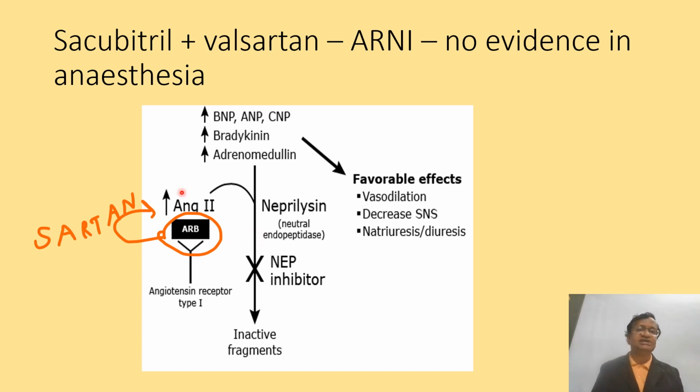But what it also does is, the angiotensin receptor is also blocked. If you block this neprilysin with your sacubitril, all these things are favorable, but this is not favorable: you have increased angiotensin. That is why you add a sartan, valsartan, with sacubitril. This is what is called ARNI. You have a neprilysin inhibitor, which is favorable for BNP, ANP and all, but unfavorable for angiotensin 2. So that's why you add sacubitril and valsartan.